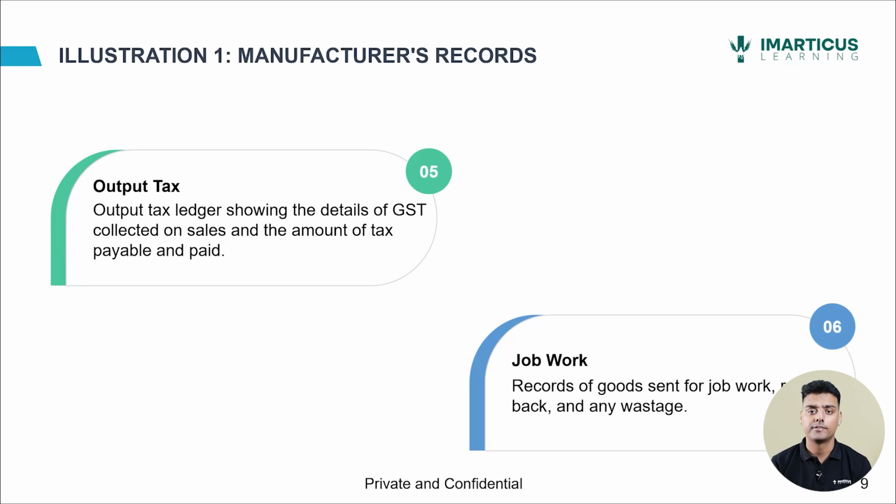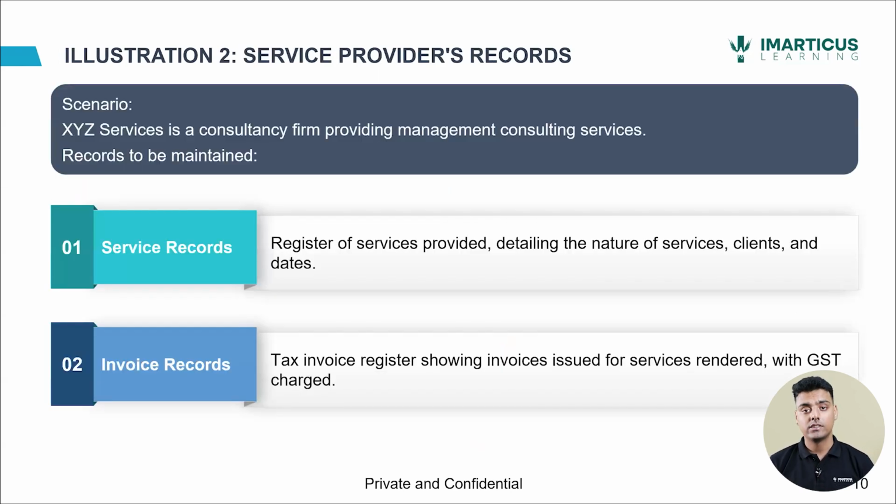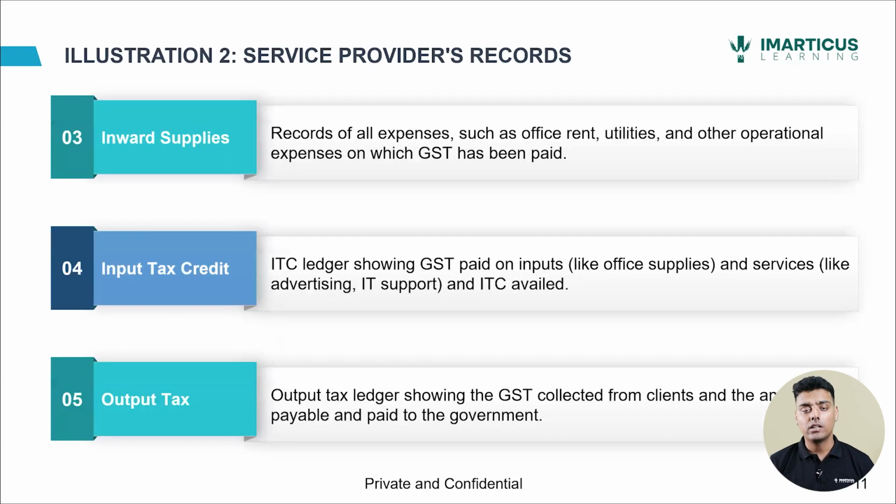The next we look at is a service industry. Illustration 2 talks about XYZ company, a consulting firm in the service industry. What are the minimum records a service line industry needs to maintain? First, they need to maintain service records of all the services which were rendered by them. Second, they need to maintain invoice records of all the clients and all the invoices that were raised to the clients. Third, they need to maintain all the inward supply details.